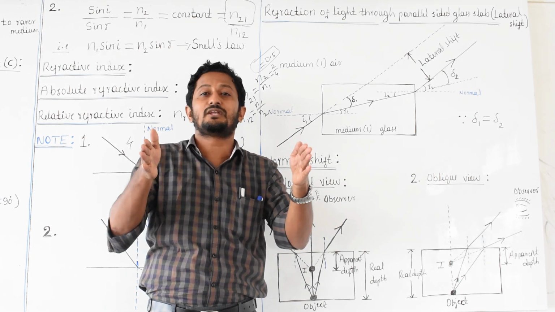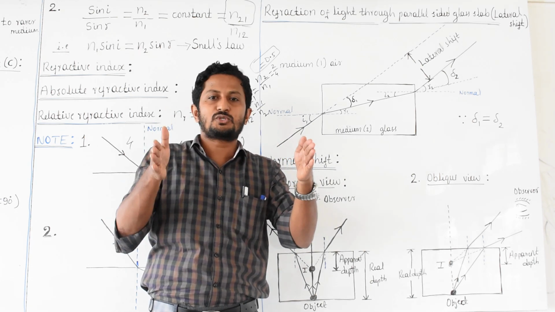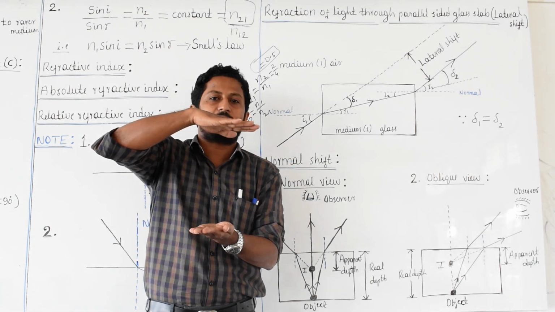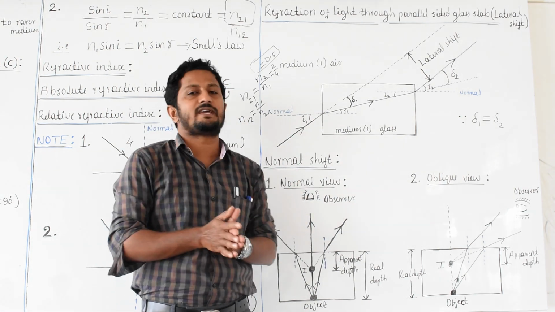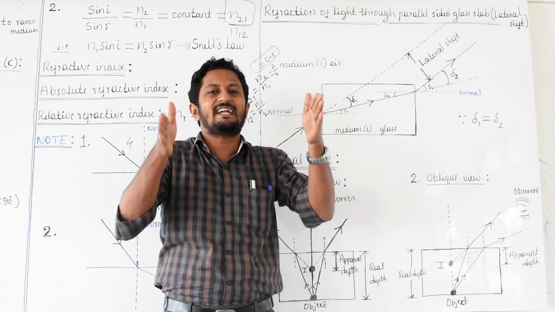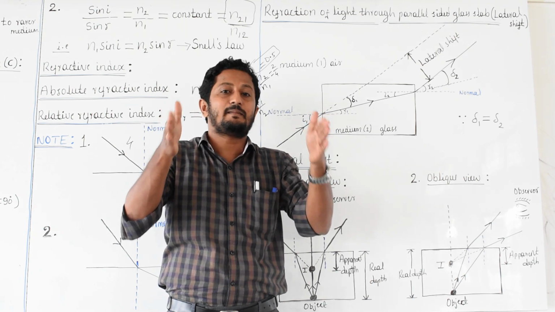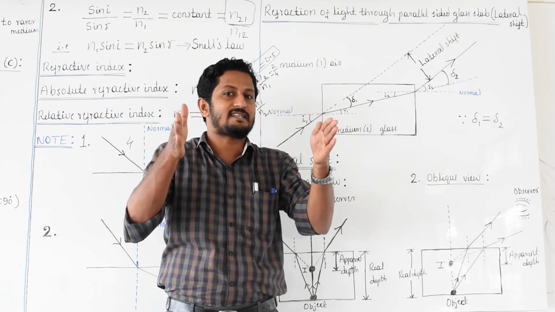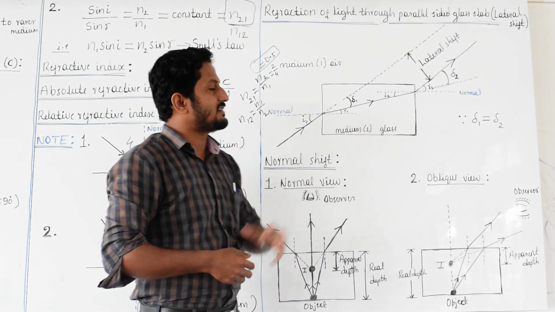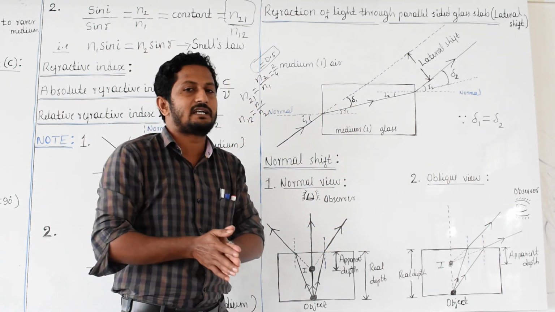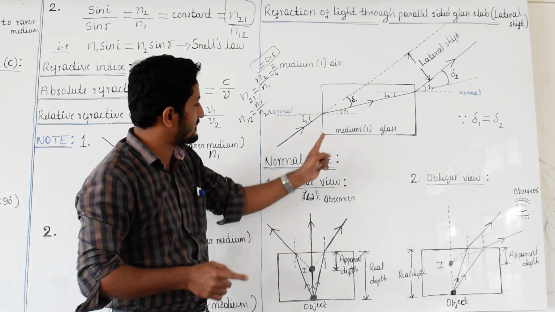I mean, it is a cubical body. These two are parallel, and these two are parallel in front and back. Now just look here. We're thinking about parallel sides, this one and this one. So now here is a diagram of that parallel sided glass slab.